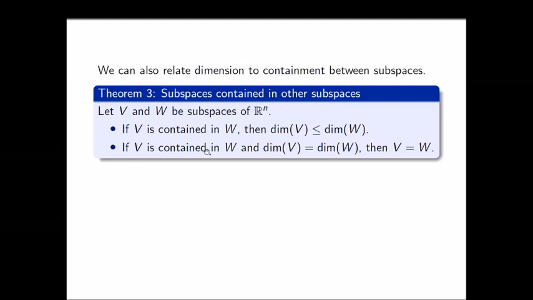But if V is contained in W and we also know that their dimensions are the same, then V is actually equal to W, like as subsets or as subspaces of Rn. So what this actually means is that if I have two subspaces V and W, and V is contained in W, and if this containment is proper, that means there are actually elements in W that are not in V, then the dimension of V will be strictly smaller than the dimension of W. But if they're actually the same, then they're going to have the same dimension as well.